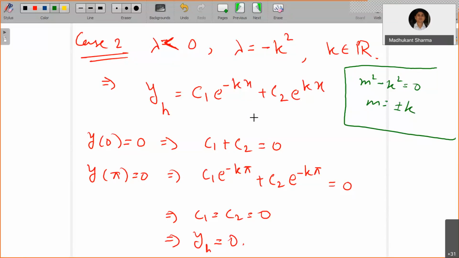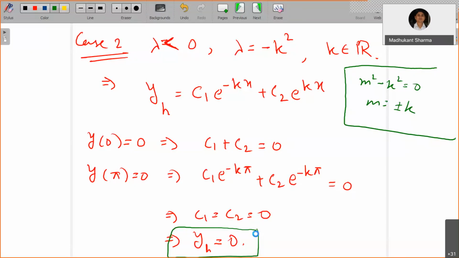Now you can apply the boundary conditions. y at 0 is 0, so x equals 0, and e to the power 0 is 1, so c1 plus c2 equals 0. Then y at pi equals 0, so replace x with pi and set it to 0. Now solve these two equations in two unknowns. Again, you will get a trivial solution, so this case is also not possible. This case will be discarded because we are not interested in trivial solutions, but in non-trivial solutions.